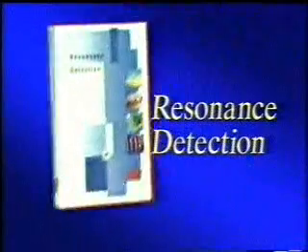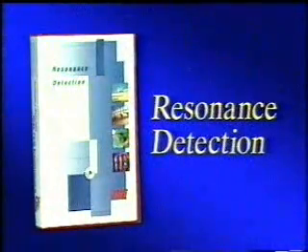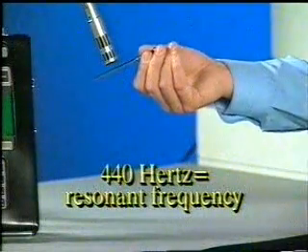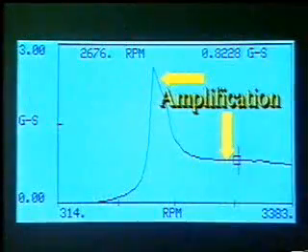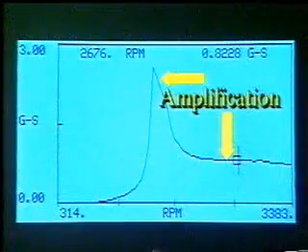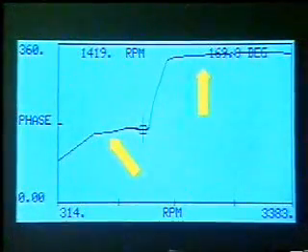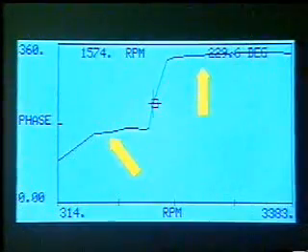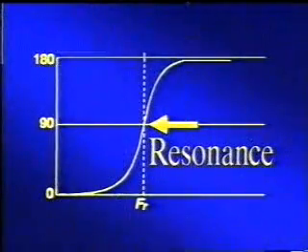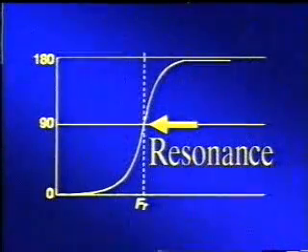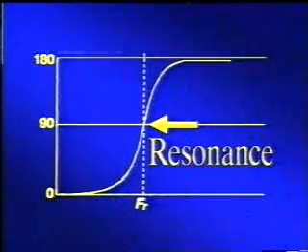In another program, Resonance Detection, we used a tuning fork to illustrate the fact that everything has at least one resonant frequency and that resonance can amplify the forcing frequency by more than 10 times. Another characteristic is that the phase changes as the machine's speed is increased or decreased to pass through the resonance frequency. This phenomenon of a 90-degree phase shift at resonance provides another tool to detect a resonance problem.